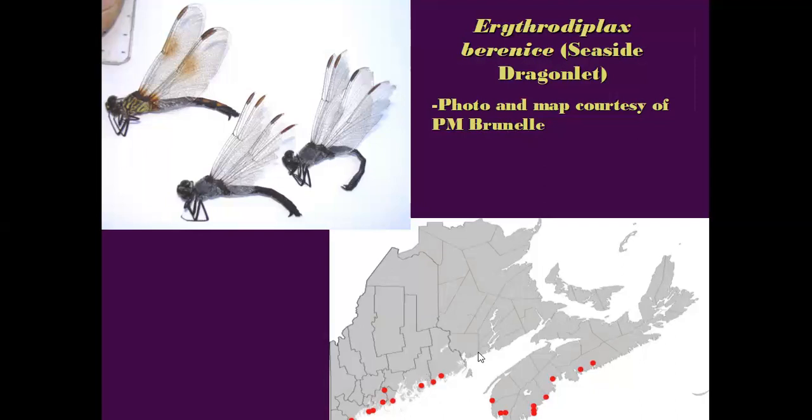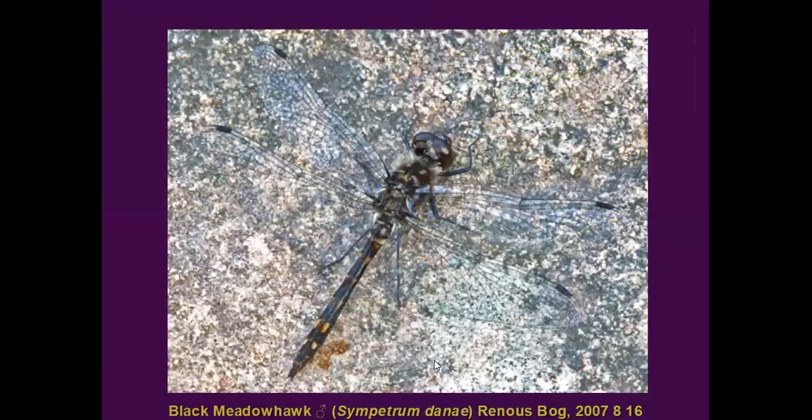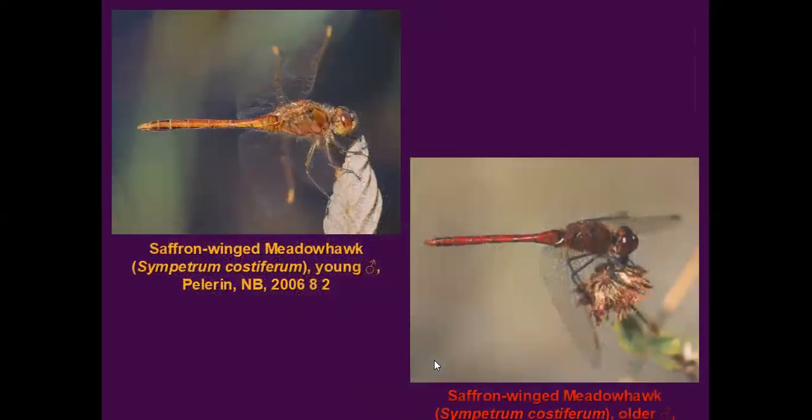And they've been found in 2 locations in southwestern New Brunswick so far, around the Musquash Marsh and so on. The black meadowhawk, this is from the Miramichi as well, the Renous Bog, north of the Renous Highway. And this time of year is definitely the right time to see meadowhawks. They fly late into the fall.